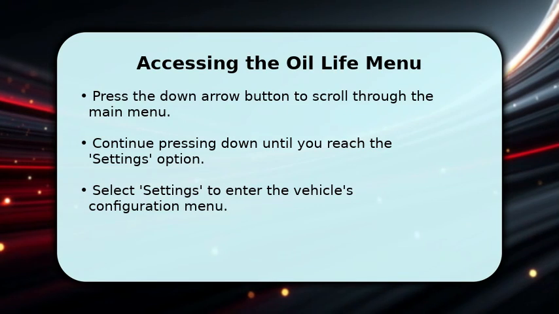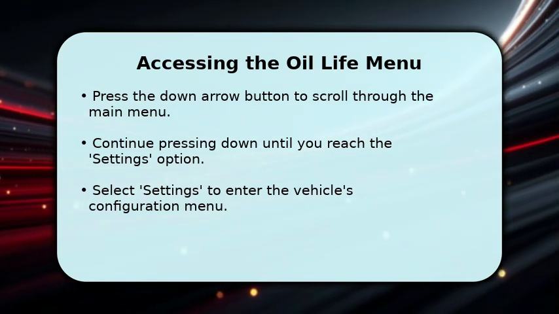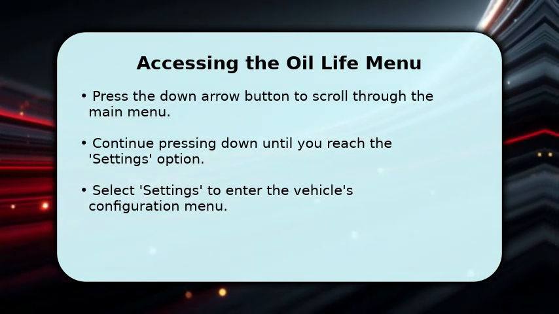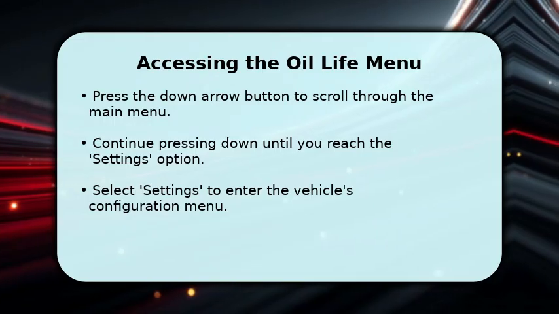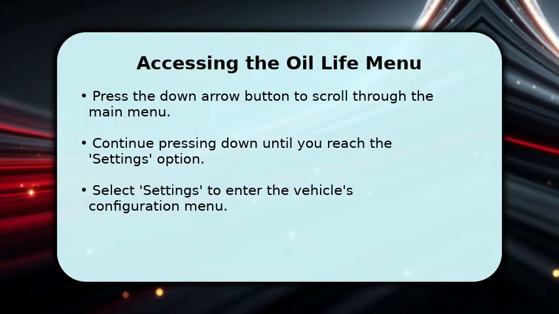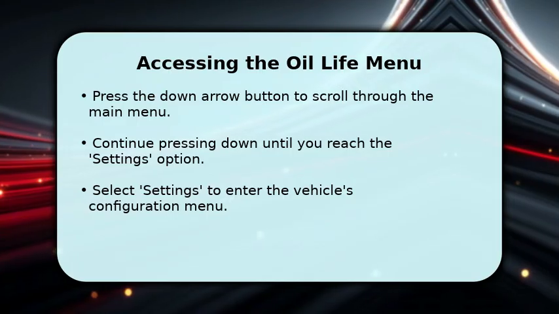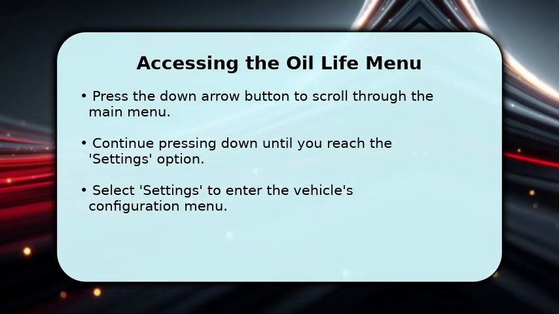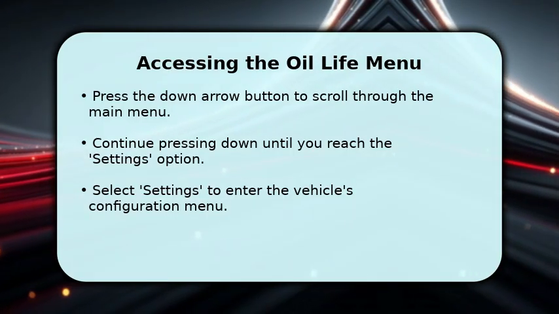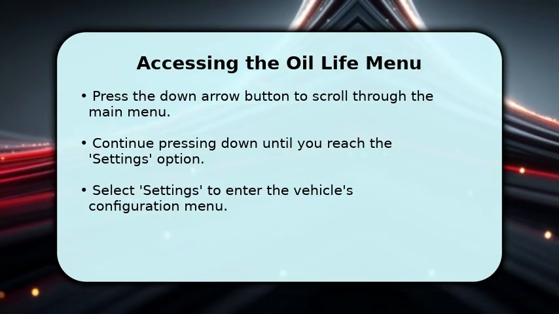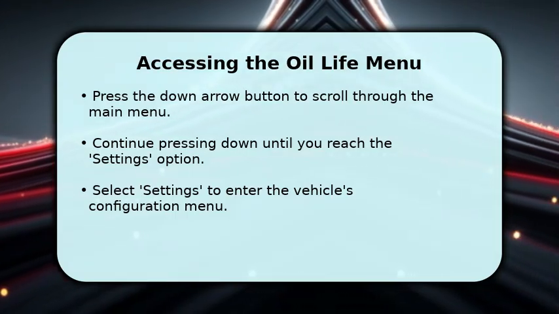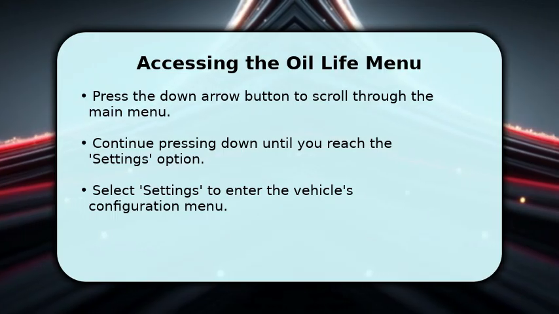Now, let's get to the Oil Life menu. Using the down arrow on your steering wheel controls, scroll through the main menu options displayed on your instrument cluster. Keep pressing down until you see the Settings option. Once Settings is highlighted, press the OK button, which is typically the right arrow or the center button, to enter this menu and proceed to the next step.